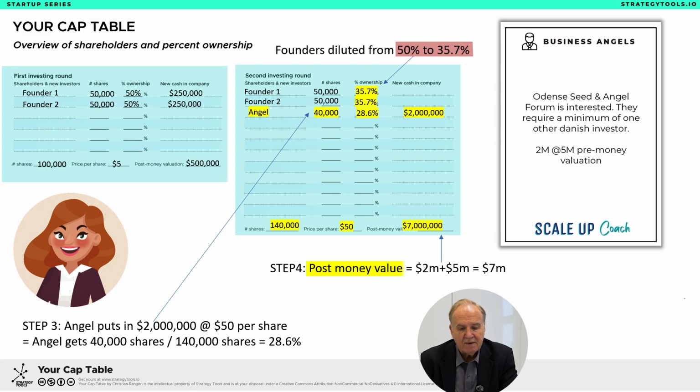Step four then is to work out the post-money value, and that is simply adding the $5 million pre-money to the $2 million of new money, and the value of the company is now $2 million plus $5 million, that's $7 million.